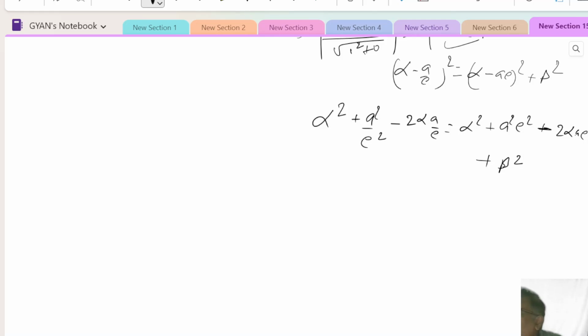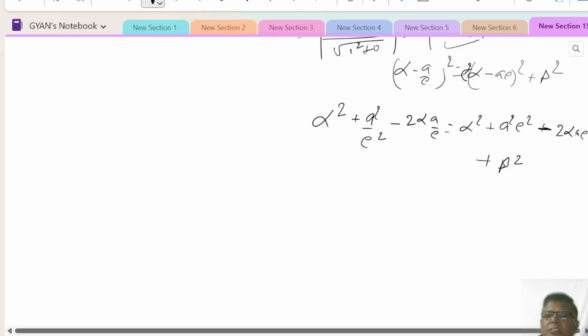See, okay, it means x square. So, actually, this should be e. e square. How? Why? Because ratio is e, no?